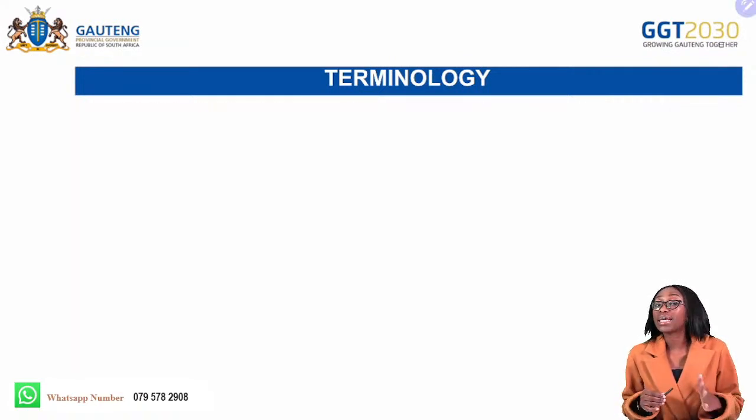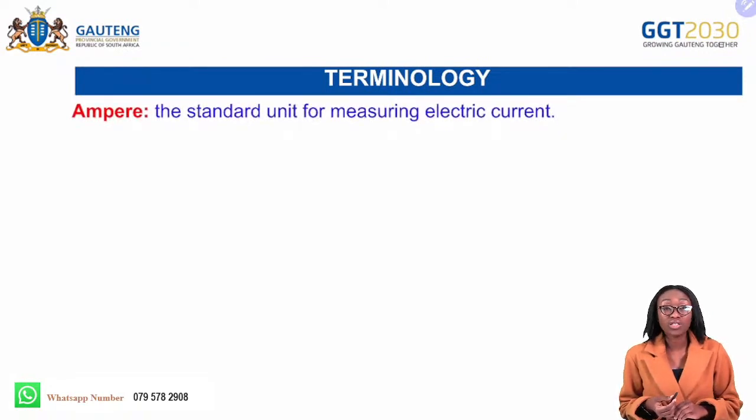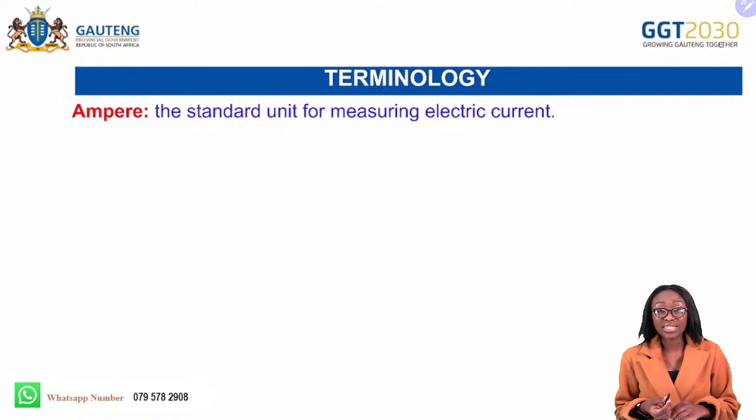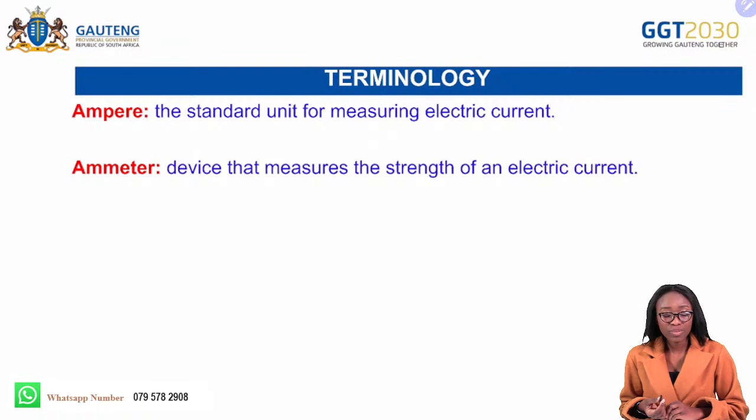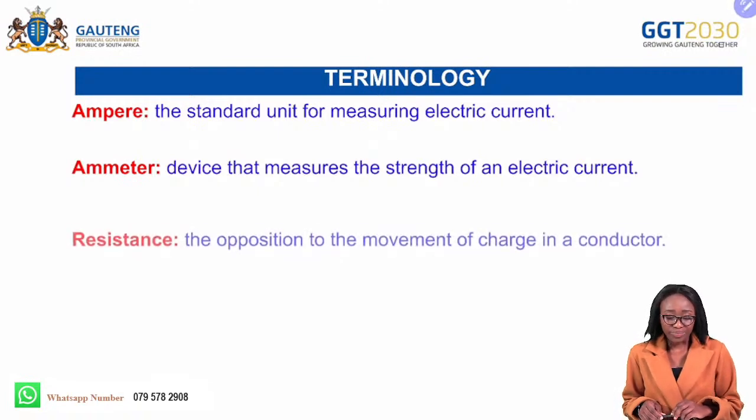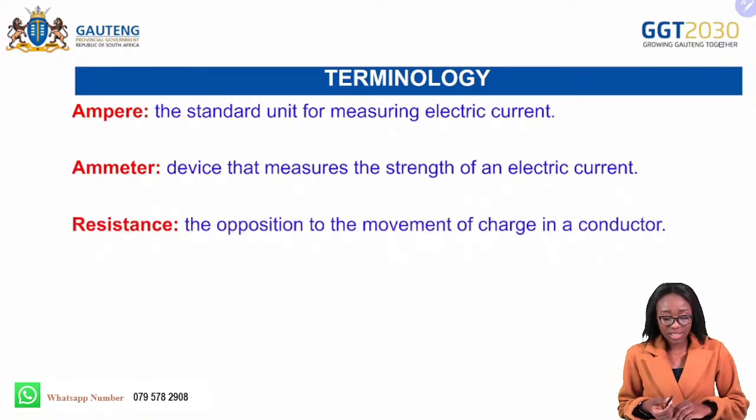Let's look at our second batch of terms. We're starting off with ampere. Ampere is the standard unit for measuring electric current, and then an ammeter. Remember the measuring device that we had in question 3 of our baseline assessment. An ammeter is a device that measures the strength of an electric current. And then resistance. Resistance is opposition to movement of charge in a conductor.